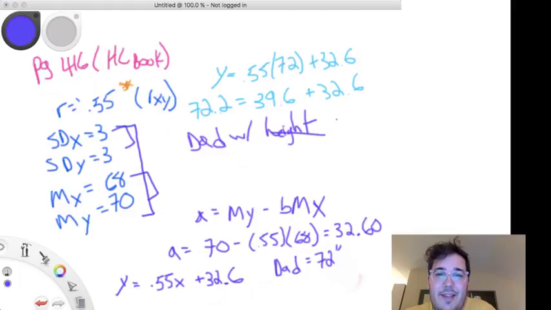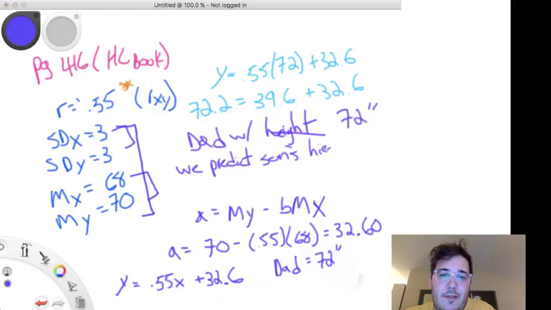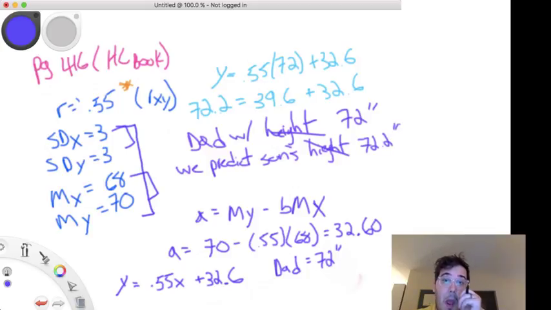With height 72 inches, we predict a son's height of 72.2 inches. And there you go. So that's how you do simple regression.